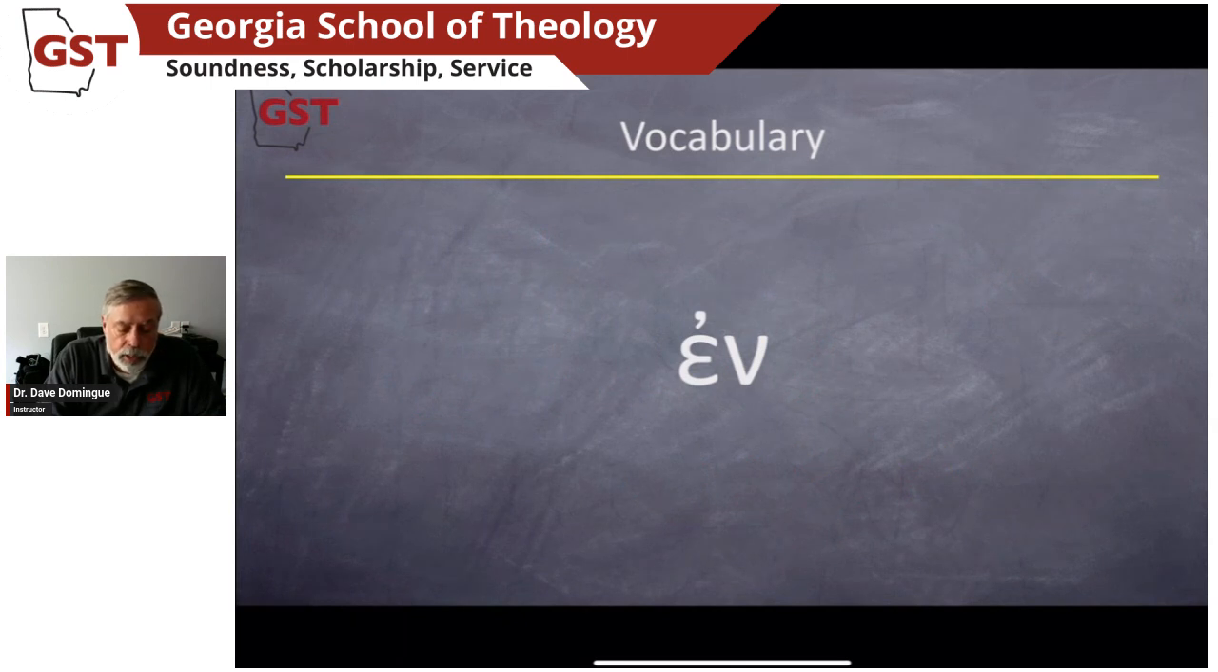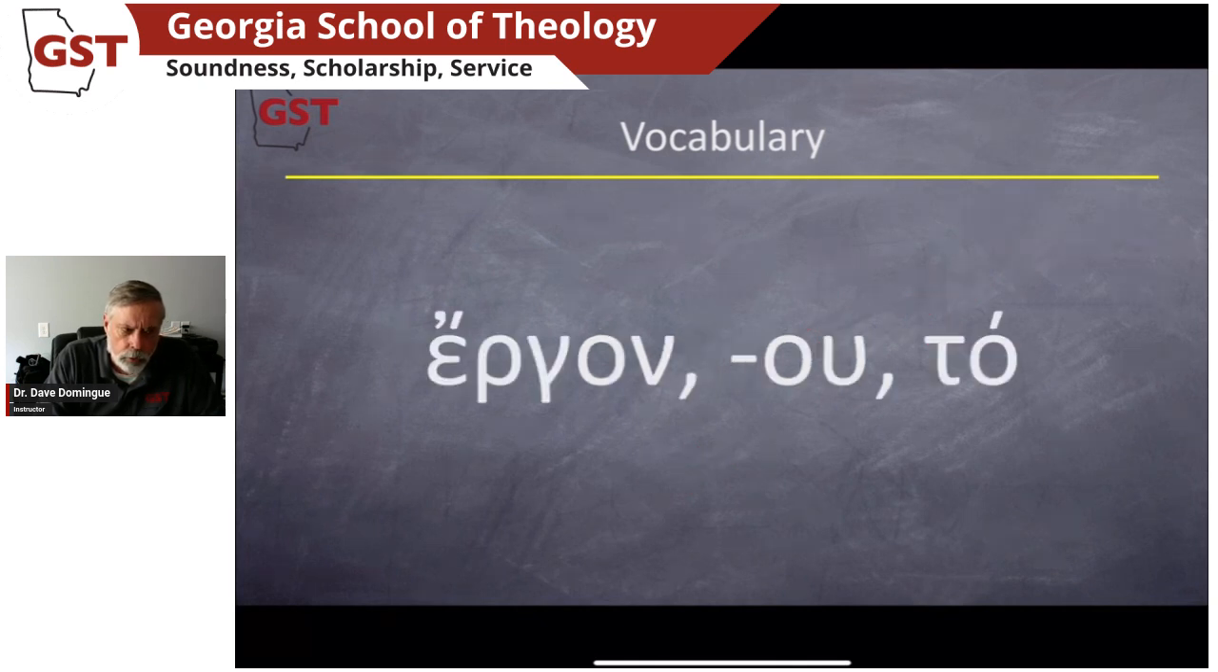En is going to be a preposition. So here's your first preposition, I think, and it means in. En means in. How hard is that? All right. You need to practice. En means in. Not going to be difficult. We'll get to more about prepositions in chapter 8, I think.